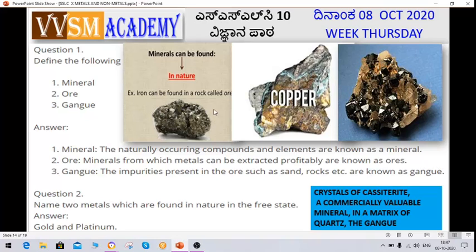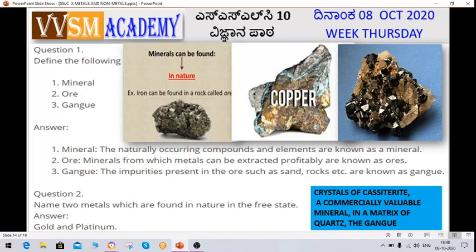Iron ores are chalcopyrite, hematite, magnetite. This is one of them, so this is called ore. This is copper ore, chalcopyrite; iron ores are hematite, magnetite. Then coming to this one, it is the crystals of cassiterite, a commercially valuable mineral in a matrix called gangue. In this one, this is called gangue. Gangue consists of a mixture of many things, sand, rocks, etc.